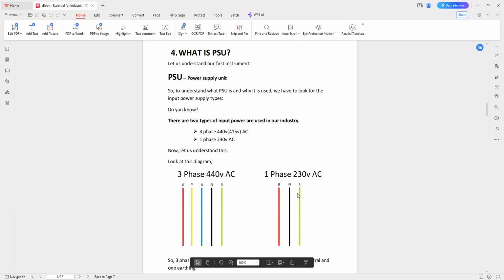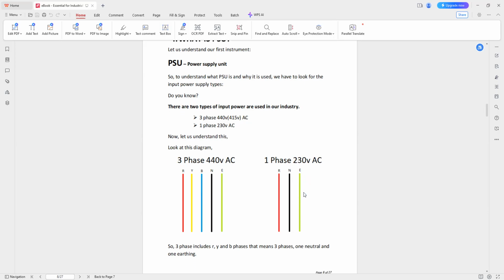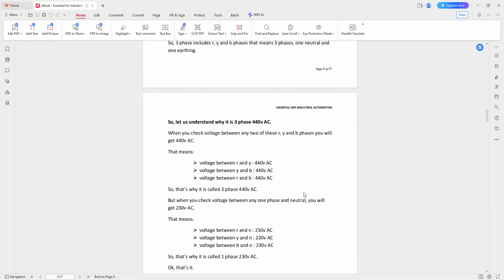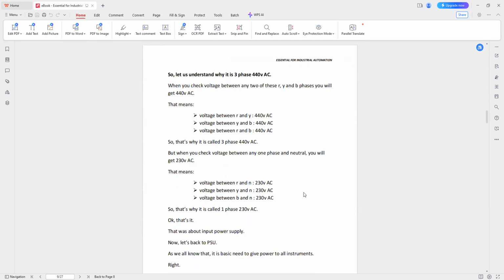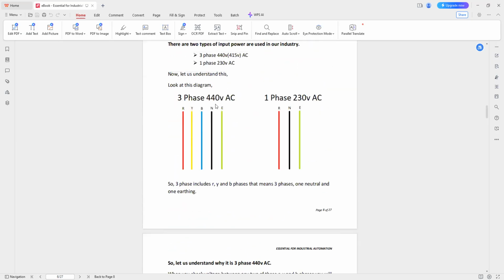In a three-phase supply, it can be R, Y, B, neutral and earthing. In a single phase, it is R, neutral and earthing. So the input for any power supply can be of two types, three phase or single phase. For example, I created some examples here. The voltage between R and Y is 440 volt. So three phase means 440 volt and single phase means 230 volt.